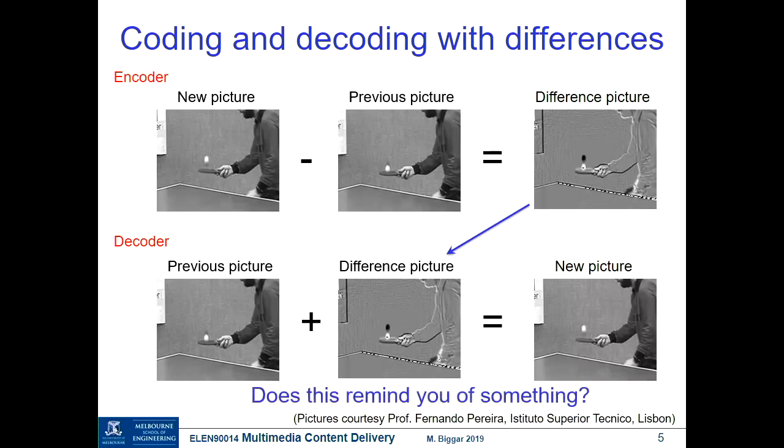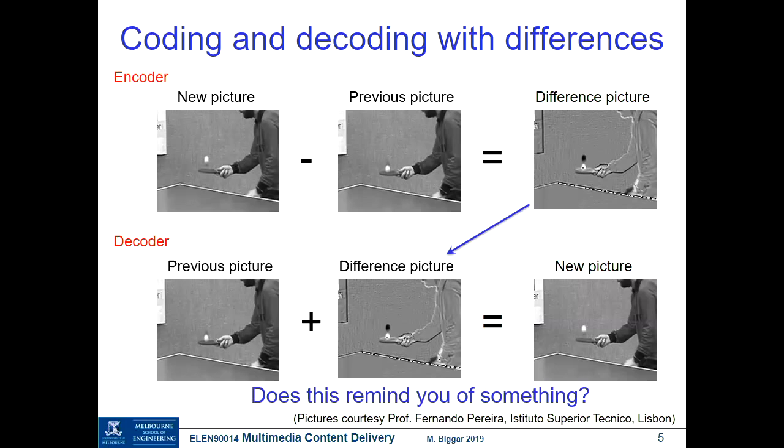So does this process remind you of something that we've already talked about? It's like DPCM. DPCM is sample by sample prediction. This is exactly predictive coding. It's just that it involves entire pictures in the way I've described it here. So simple in principle, a bit of processing involved, but hopefully the statistics of this difference picture are such that we save bits compared with sending this new picture independently.